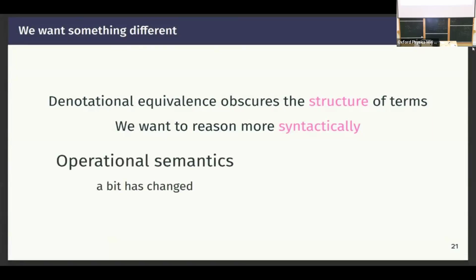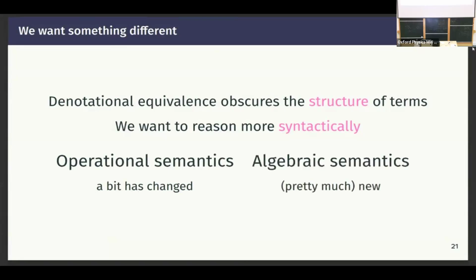We have two ways of doing this now. The first one is operational semantics, which I mentioned in Glasgow, but I'm going to tell you more about it. It's changed a tiny bit. Then we also have an algebraic semantics, which is pretty much new. Some bits were poached from the operational semantics and moved across, but the algebraic stuff is pretty much new.